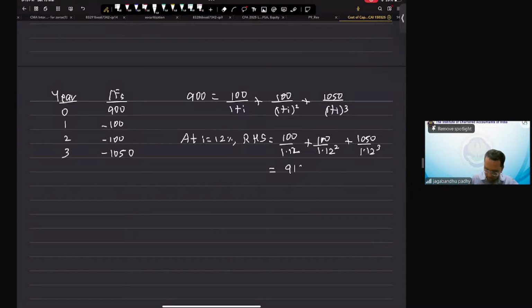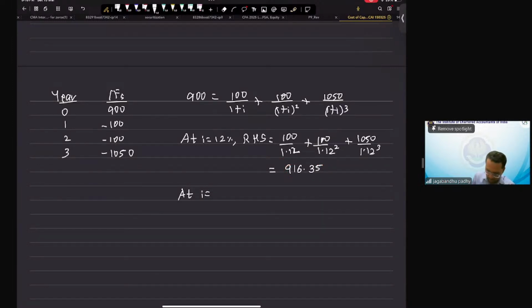Is it 916.35? Okay. So what should I do with this I? Should I increase the rate from 12 to maybe 15 or 17, or should I decrease it? Should I increase it or decrease it, guys? Increase it, right? Because I want to reduce the total value. So of course, the denominator needs to be increased.